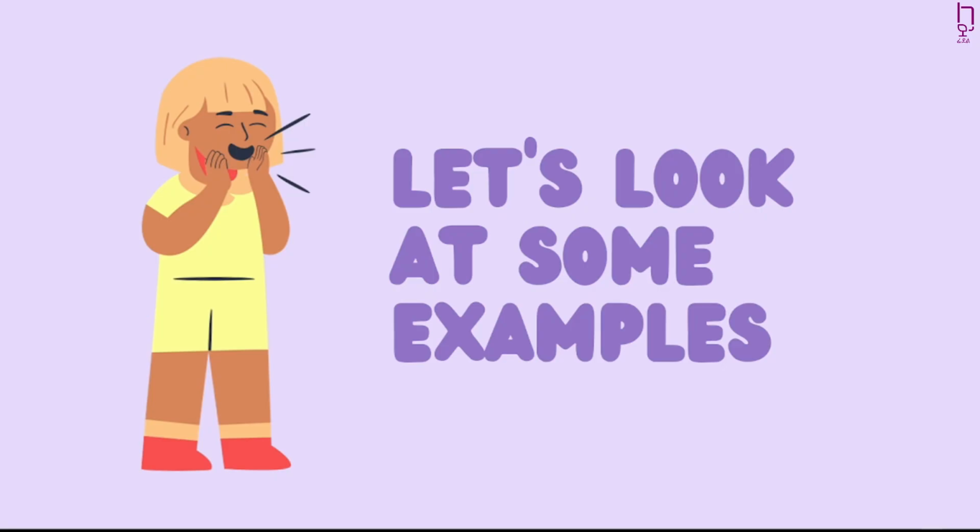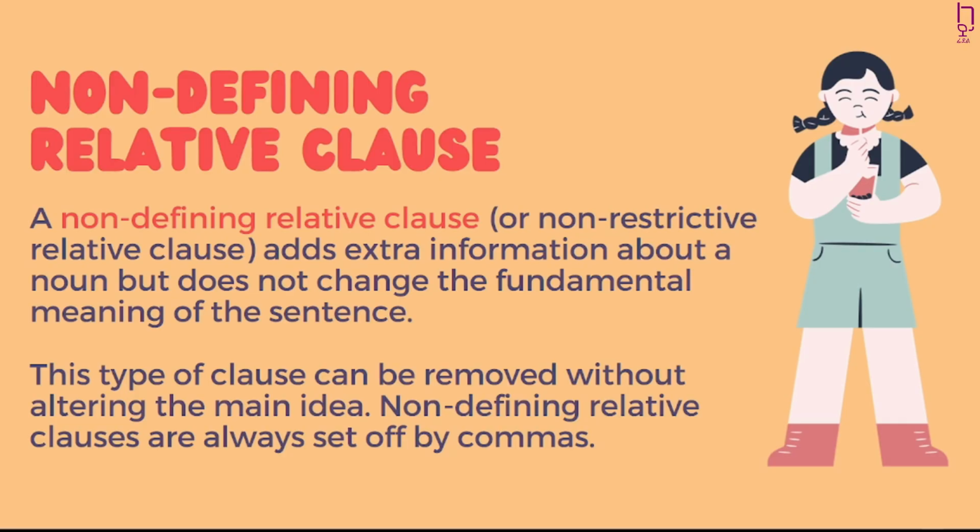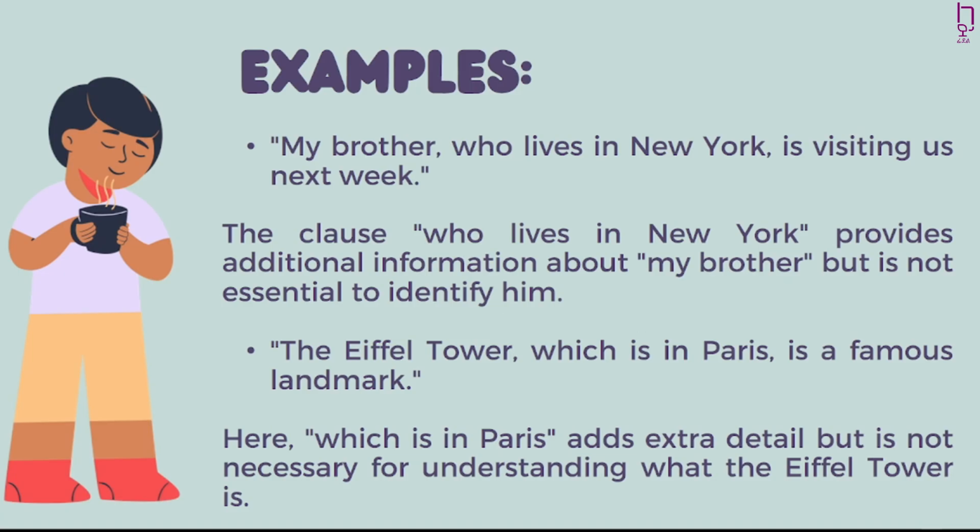Let's look at some examples. For example, we can say my brother, who lives in New York, is visiting us next week. In this sentence, the clause who lives in New York provides additional information about my brother, right? Because try to look at this sentence by removing this clause. For example, we can say my brother is visiting us next week, right? But we chose to add this non-defining relative clause, who lives in New York. So this is how you use a non-defining relative clause.